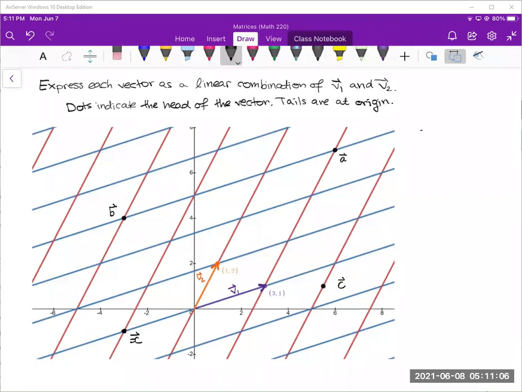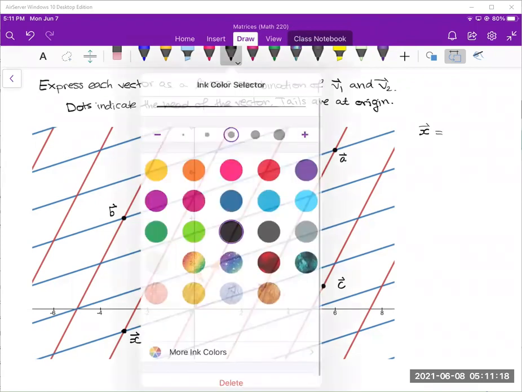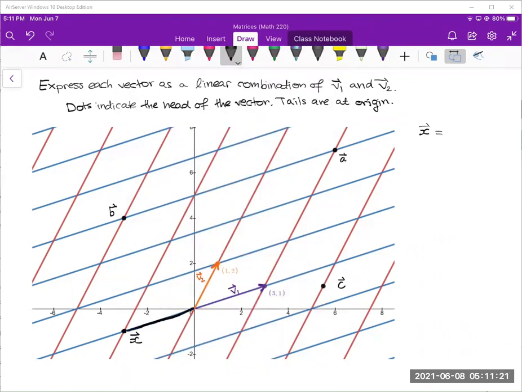If we look at the vector x, notice that this is the same length as v1, but it's pointed in the opposite direction. So for this example, I'll draw in the vector. So it's in the same direction as v1, just pointed in the opposite way. So this represents going backwards along v1. So we would write x is equal to negative v1.